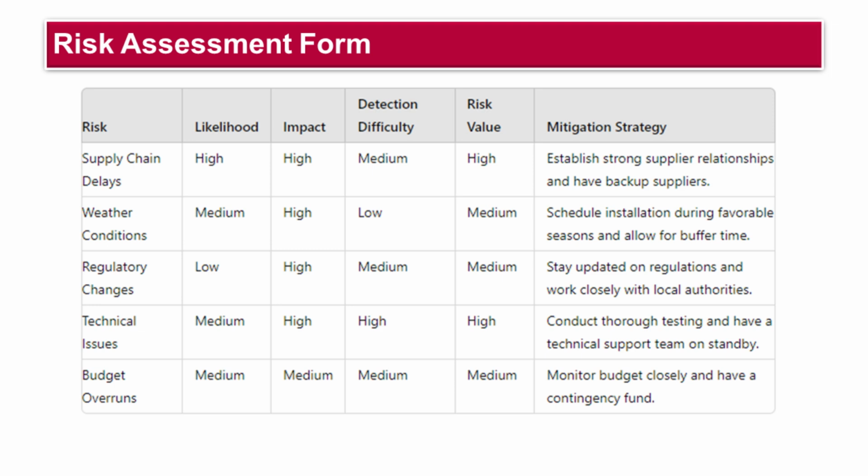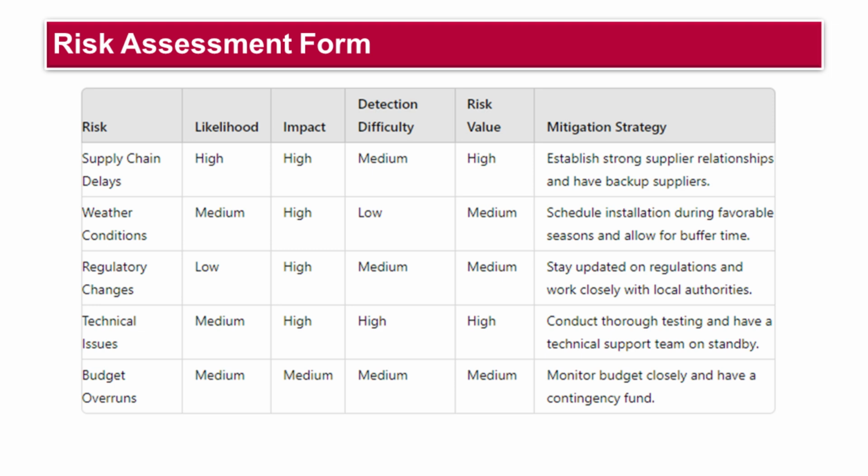Likelihood. Assess the probability of each risk occurring. This can be rated on a scale, for example, low, medium, or high, to provide a clear understanding of how likely it is that the risk will materialize. Potential impact. Evaluate the potential impact of each risk on the project. This assessment should consider factors such as cost, time, scope, and quality. Detection difficulty. Determine how difficult it is to detect each risk. This helps in understanding how easily a risk can be identified before it impacts the project.